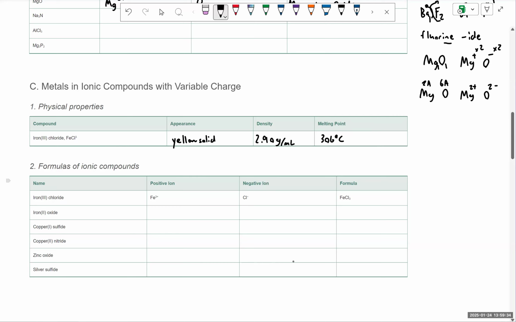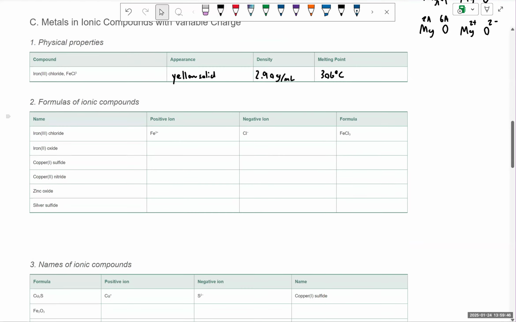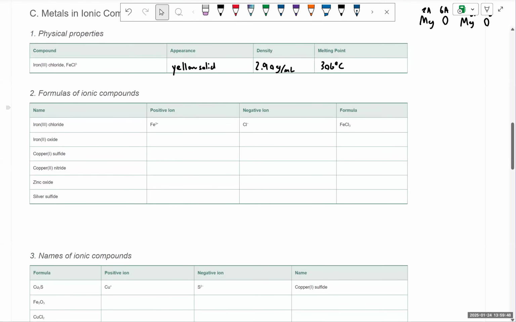As you can notice, it's an ionic compound, so it has a very high melting point. Okay, let's continue on now, and let's take a look at the formula of ionic compounds containing transition metals.